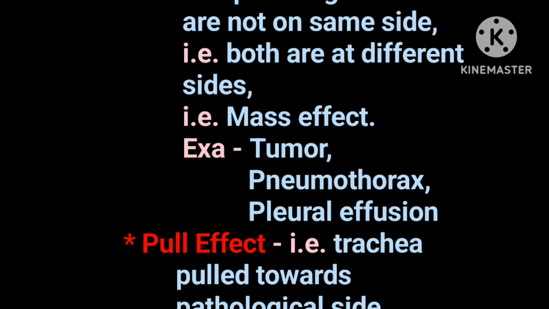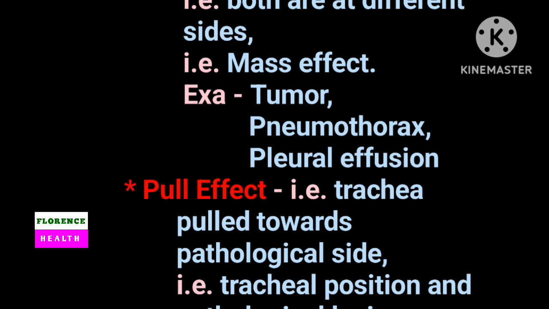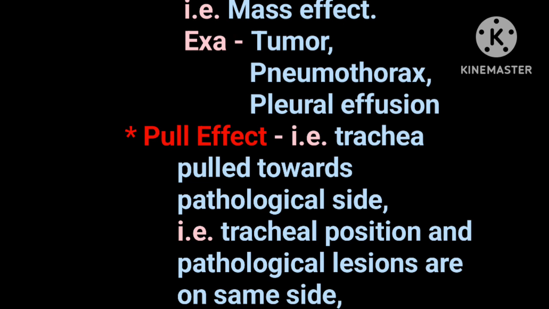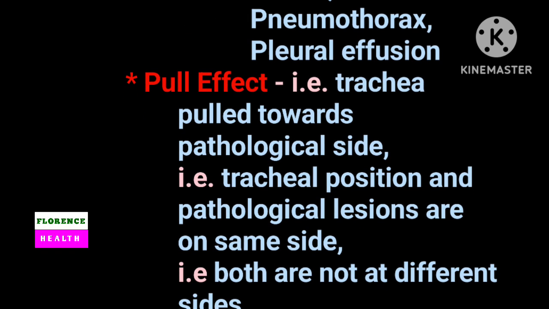Pneumothorax pushes the trachea more to the other side in comparison to pleural effusion. Again, push effect is due to tumor mass, pneumothorax and pleural effusion.